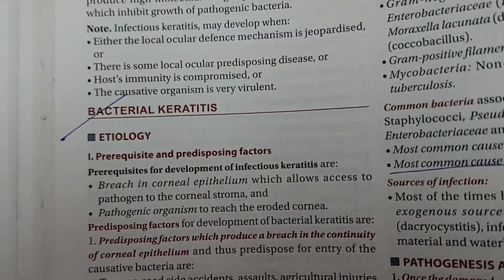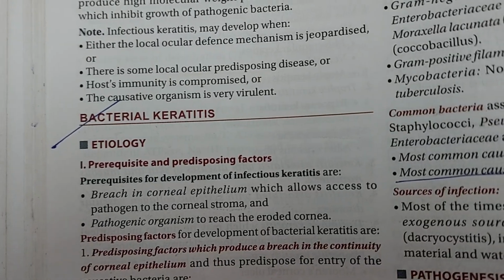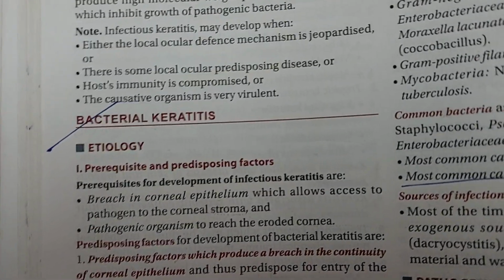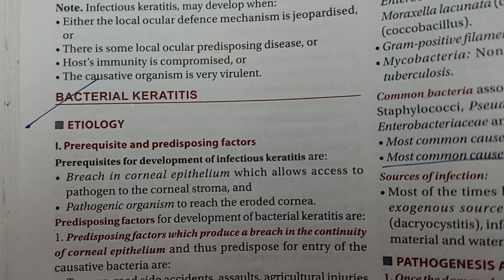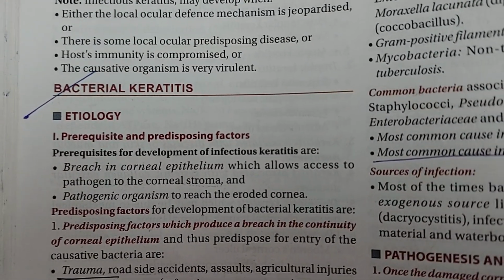Keratitis means inflammation of the cornea. Inflammation of the cornea due to infection by bacteria is known as bacterial keratitis. This you can write in the starting introduction points. Next, etiology. Mentioning side headings is really important.